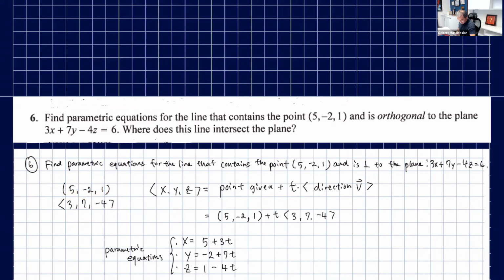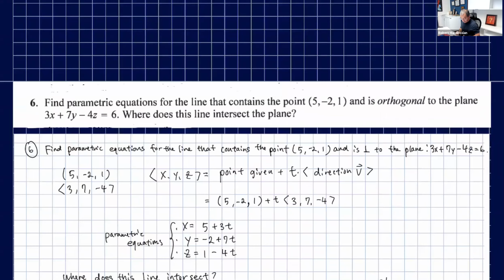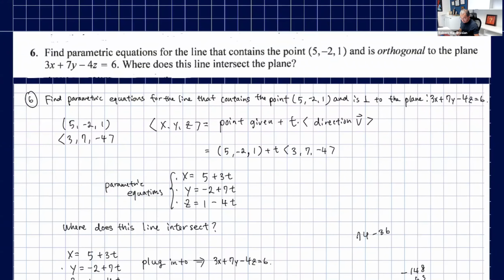Since the point is given, you know that the parametric equation of a line is the point plus t times the direction vector. So we take the point and find the equation of that line, plus t times the direction. The parametric equation of the line: x is going to be 5 + 3t, y is going to be -2 + 7t, and z is going to be 1 - 4t.